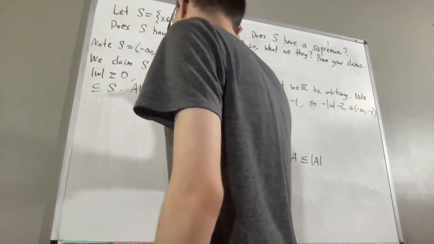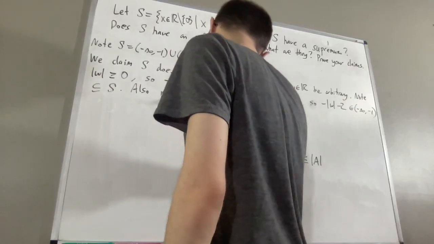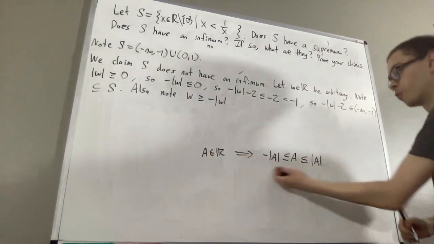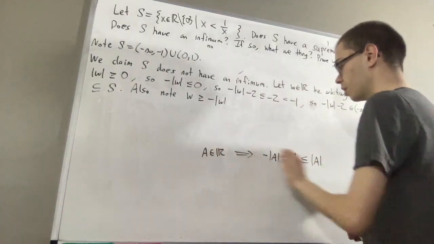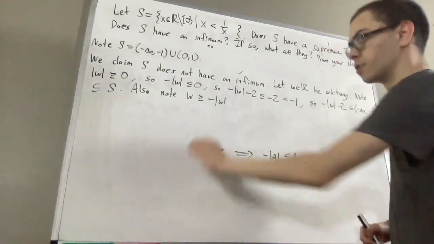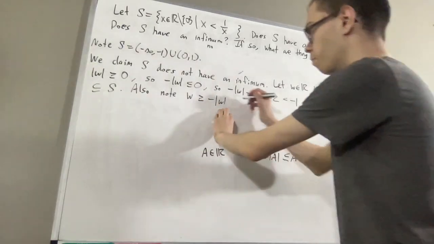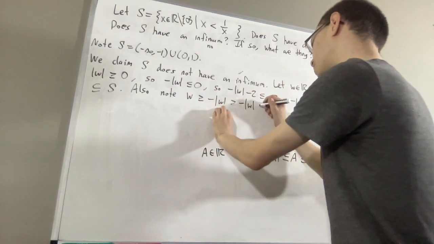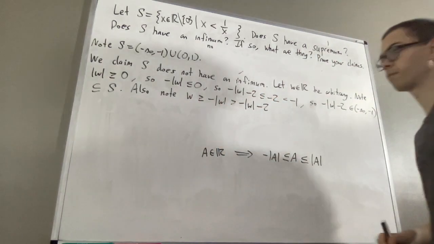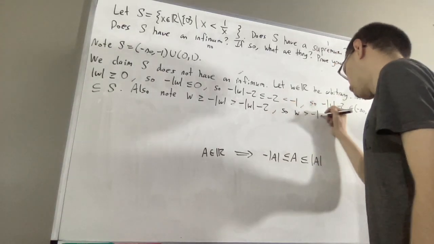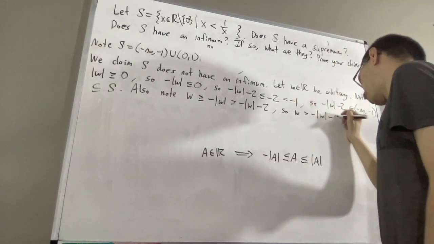So in this case, we note that W is greater than or equal to the negative absolute value of W. Right? That comes from what we have here. Taking A to be W, W is greater than or equal to negative absolute value of W. So that's what we get here. But when we subtract 2, this is going to be strictly bigger than negative absolute value of W minus 2. So W is strictly bigger than negative absolute value of W minus 2.